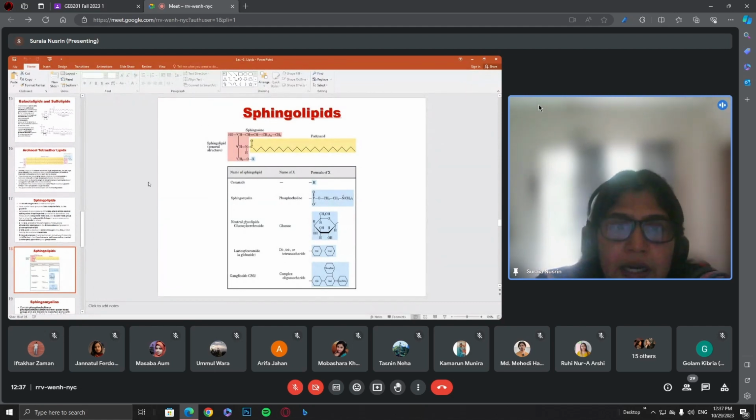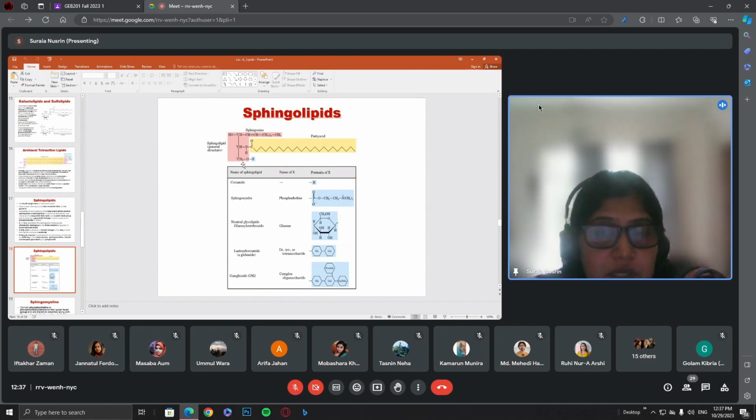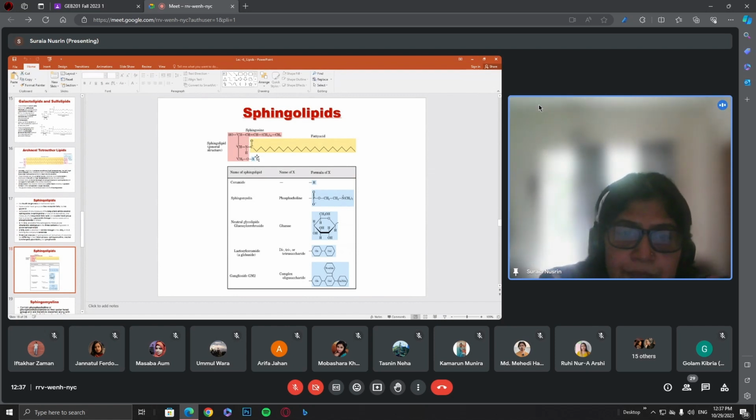Okay, now the polar head group. The polar head group is attached to the number 1 carbon of the sphingolipid. Sorry, the sphingosine. So here is the number 1 carbon. So here actually number 1 carbon of the sphingosine is analogous to the number 3 carbon of glycerol. So in the same way, this X can be replaced with other atoms or functional groups.